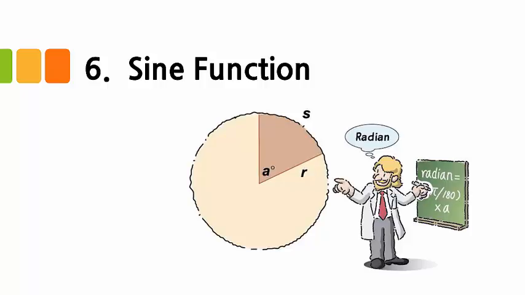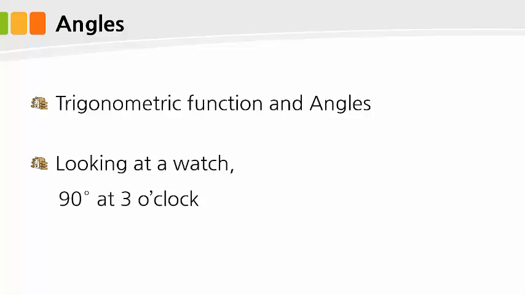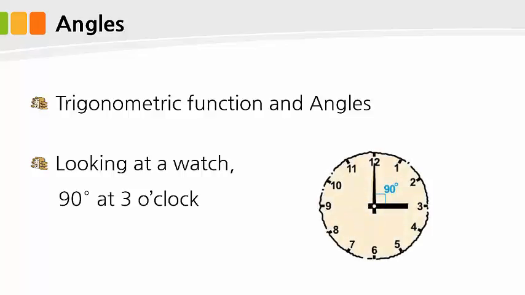Now let's look at the sine function in detail. Before studying the trigonometric function, let's think about angles. Looking at a watch should make it easier to understand angles. The angle that the hour and minute hands make is 90 degrees at 3 o'clock.